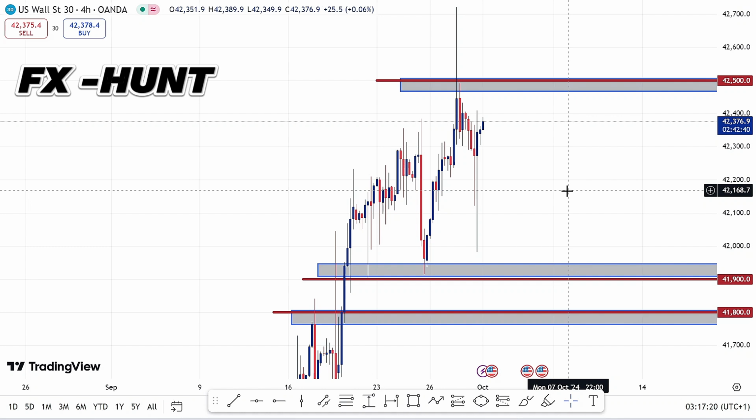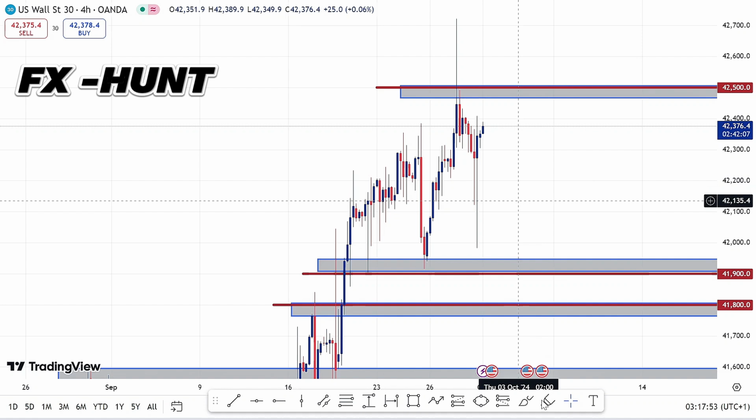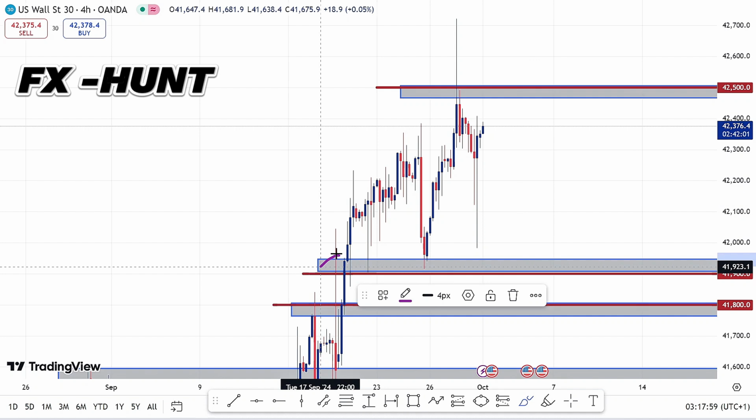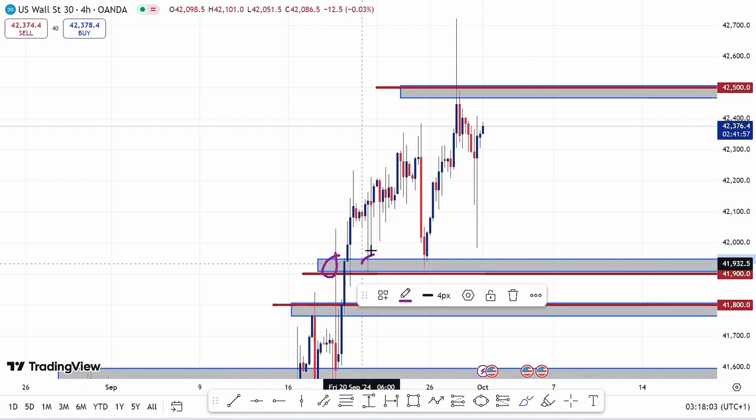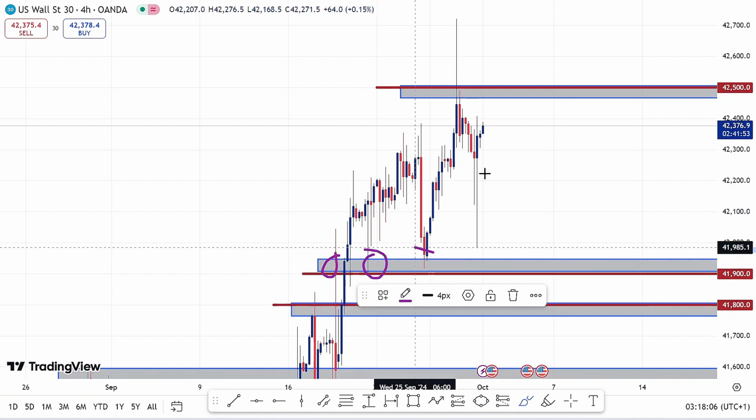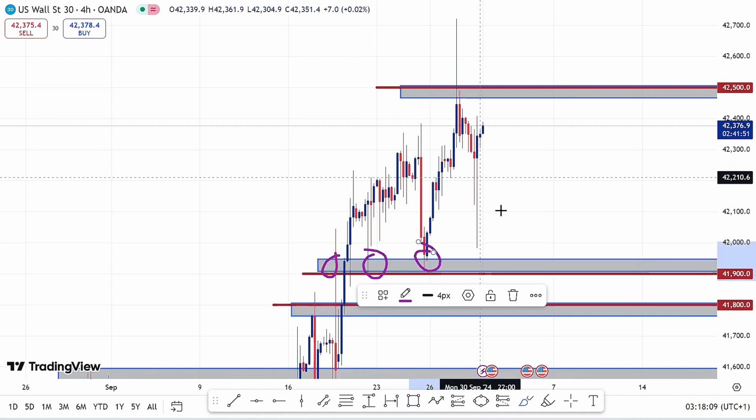So this is US30. We are going to break down what we are expecting the market to do here on US30 today, being the 1st of October. I've already plotted the key zones, and I'm going to tell you why these key zones have been plotted. If you look at this area, you could see how price reacted here. You saw how price reacted when it got here. Look at this area also, you could see the reaction. So these are key zones, these are the key areas where we are expecting the market to react.